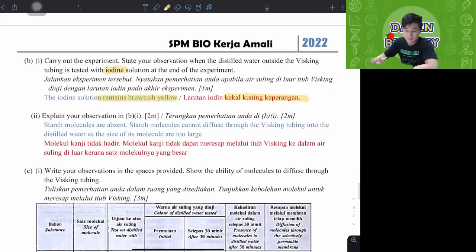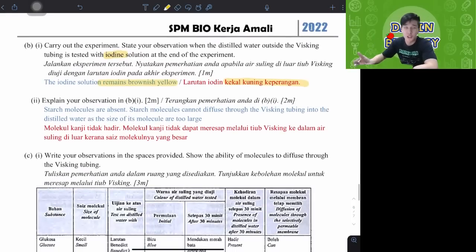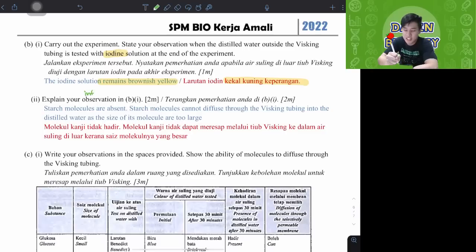Right. Then, next, explain your observation. So explain your observation is the same as inference. Okay? So don't get confused. Just like just now, we need to give a reasoning behind your observation. So why does your iodine not change? Because I already told you, starch is not found in the water, right? Because starch cannot diffuse through the Visking tube due to its molecule being too large. Tidak dapat meresap melalui tube Visking kerana saiz molekulnya besar. That's the 2 marks. Cannot diffuse because large molecule.